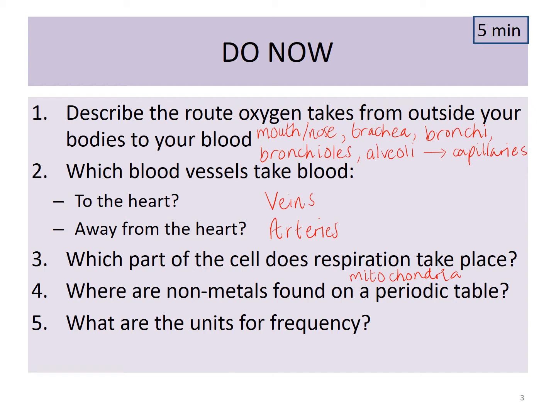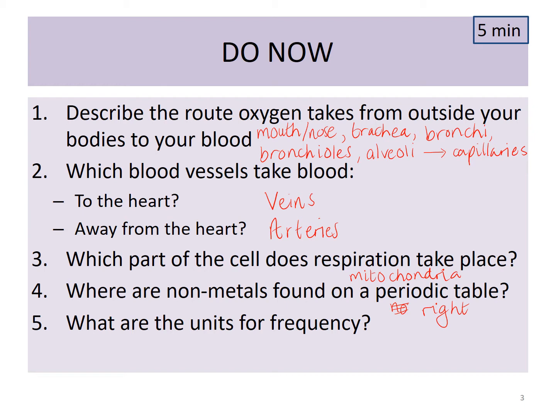Mitochondria. Question number 4. Where are non-metals found on a periodic table? This is a really random question which is unrelated to the topic we've been doing so far, but let's see if you can remember. Where are non-metals found on a periodic table? If you had written they are on the right-hand side, you would have been correct. So non-metals are found on the right-hand side of the periodic table.